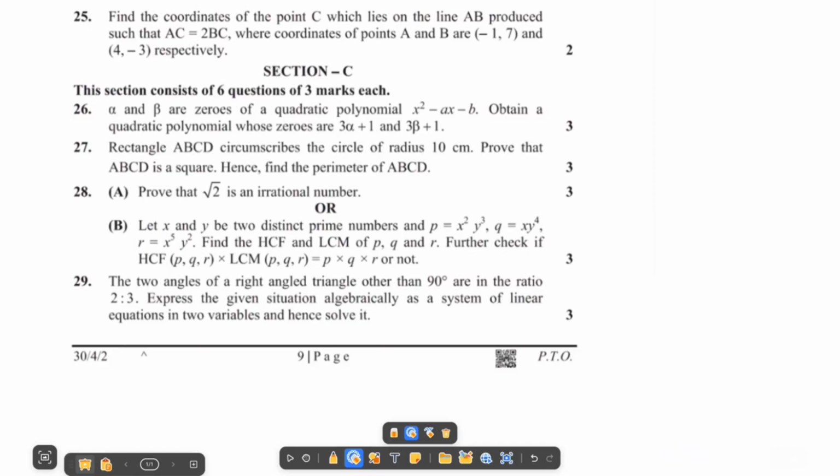Next, see the 29th question. Two angles of a right angle triangle other than 90 degrees are in the ratio 2:3. Express the given situation algebraically as a system of linear equations in two variables and hence solve it. So two angles other than 90 degrees in a right angle triangle are in the ratio 2 is to 3. So we have to express this situation as a system of linear equations in two variables and hence solve it. So we have to solve it also, right?